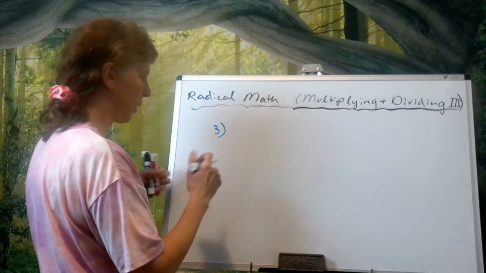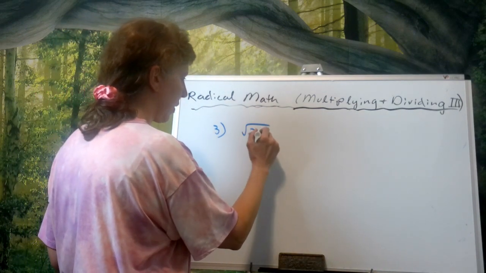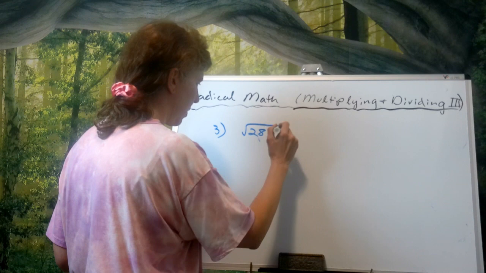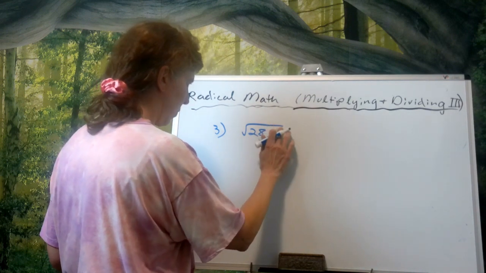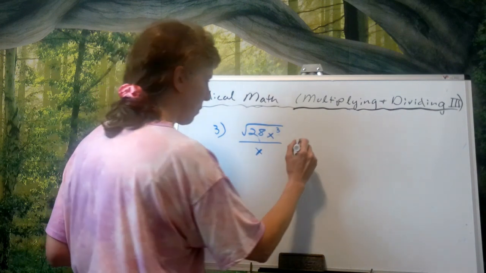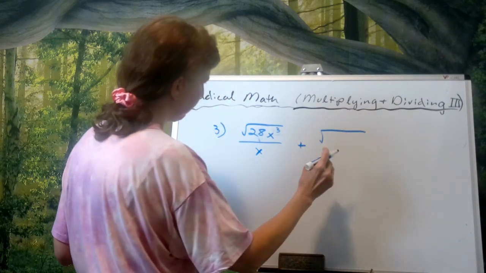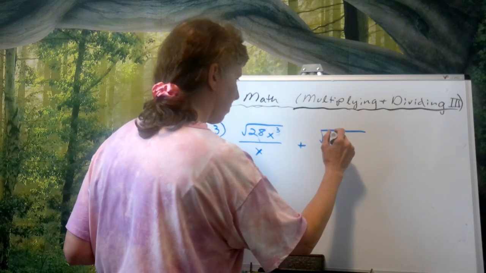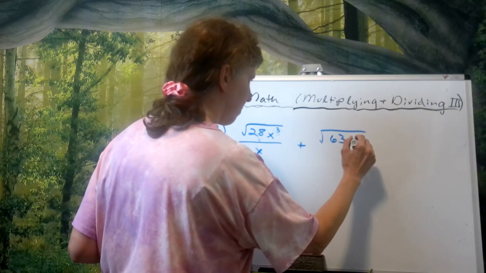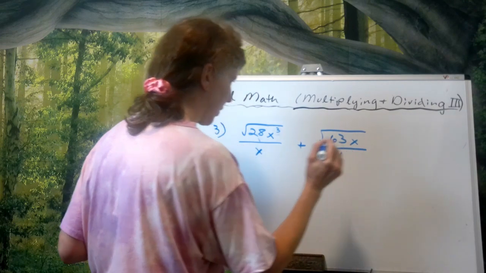And I also wanted to do one that has fractions involved. So I'll do that one first. Let's do something like 28, oops, it's 28x squared. Oh, x cubed. Changed my mind. And I'm going to put it over x, and I'm going to add 63x over 4. Okay.